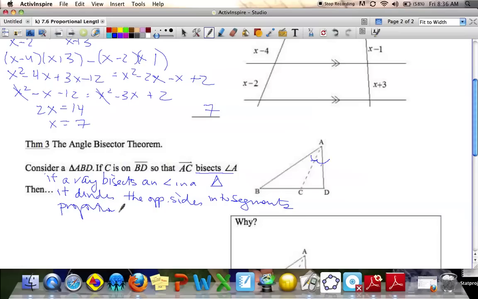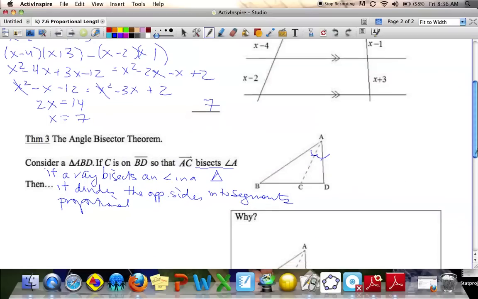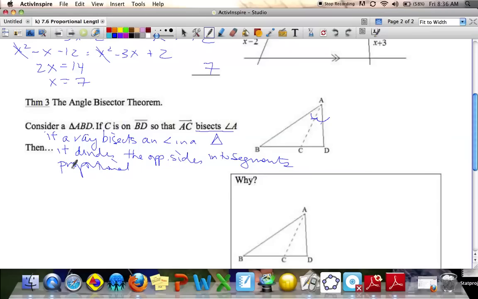And I will show you what that means, and we're just going to do an informal proof. We'll prove it, but using this structure here. If it divides the opposite side into segments proportional to the other two sides. In other words, if these two angles are congruent, then AB, which is the left side, is to AD, which is the right side, as BC is to CD.